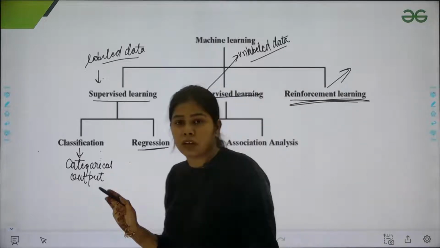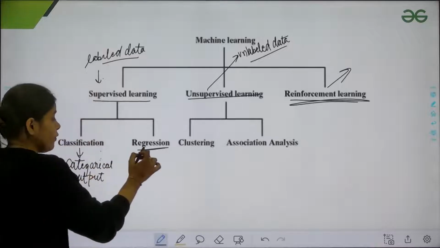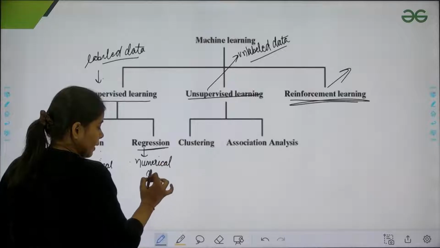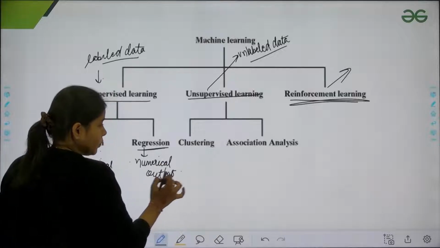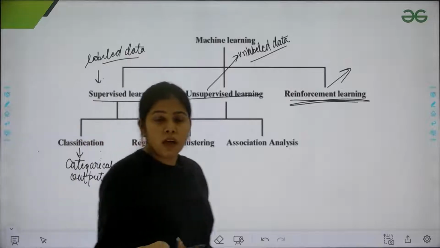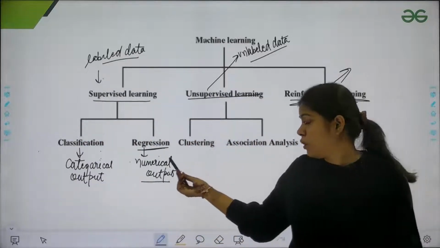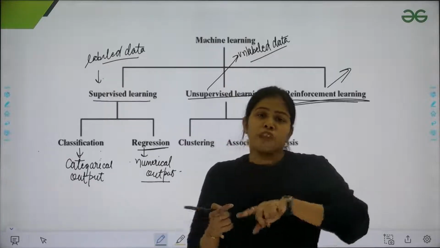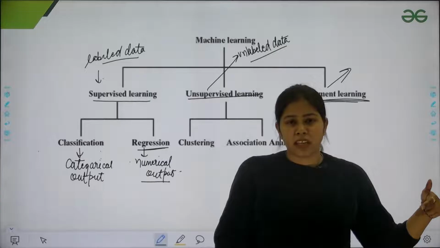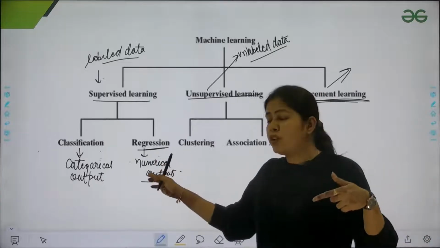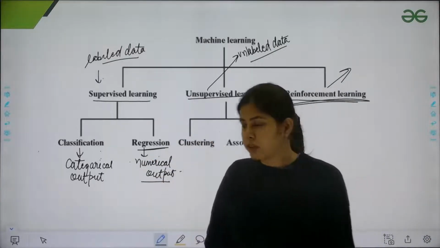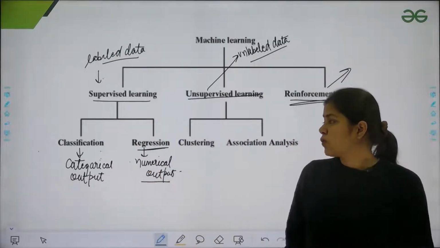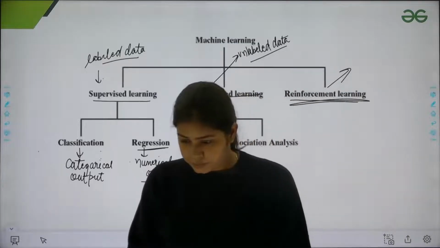Now next is regression. What is regression? That means we have numerical output. That means we are going to find the output based on numerical value. Like we have taken one example, the price of a house and the size of a house. So we are predicting the price of a house. The price of a house can be any real number, right? So that's why that is my numerical output, which comes under regression. So we have two types of algorithms in supervised learning: classification and regression.